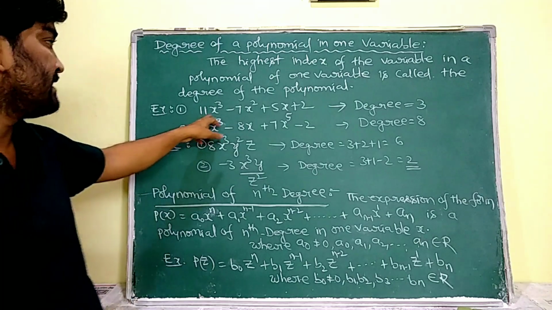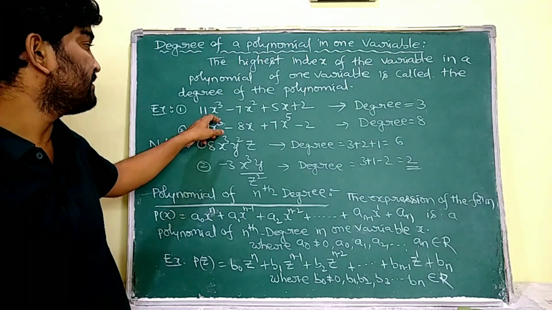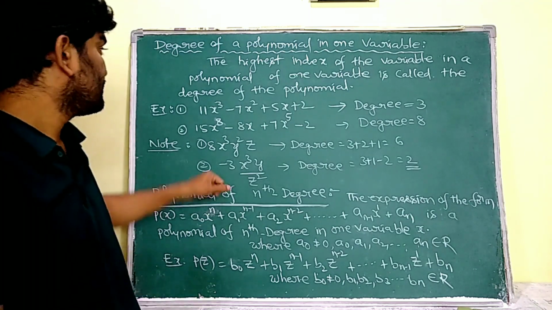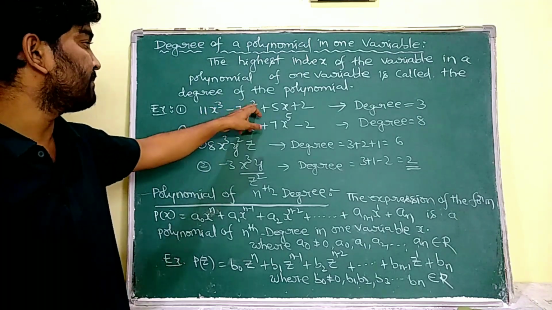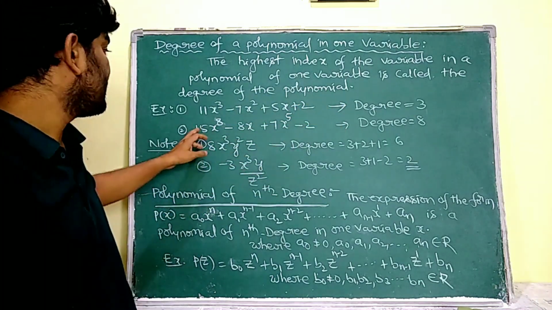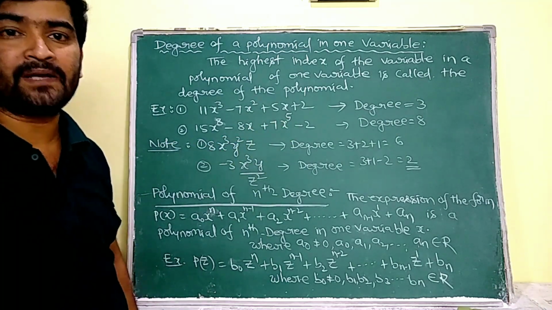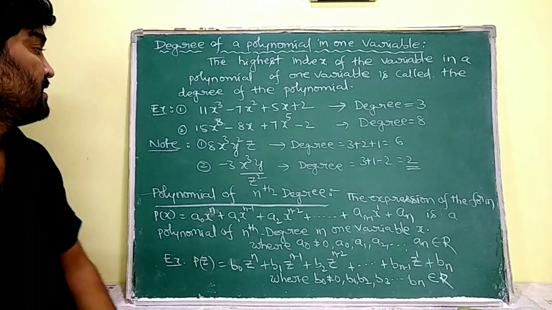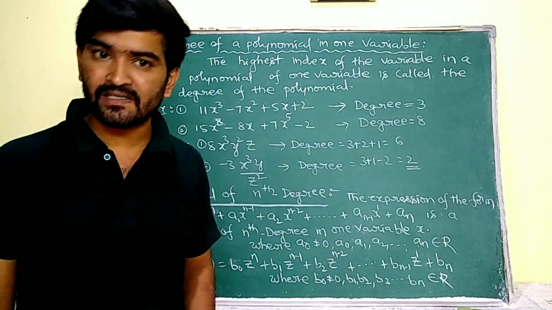For example, see, it is an algebraic expression with one variable, and here it is a polynomial also. Why? Because all its variables are having positive integral powers. So here, see, the highest power is 3. Why? Because here the power is 3, here the power 2, here power 1, here power 0. So the highest power is 3, so its degree is 3. Similarly, 15x power of 8 minus 8x plus 7x power of 5 minus 2 is a polynomial. Why? Because it is having all its variables with positive integral powers. So here the highest power is 8, so the degree of this algebraic expression is 8.